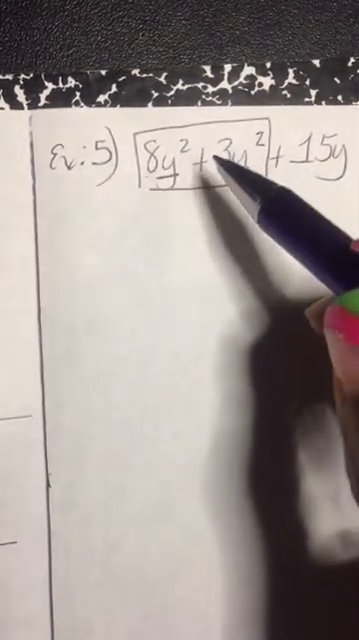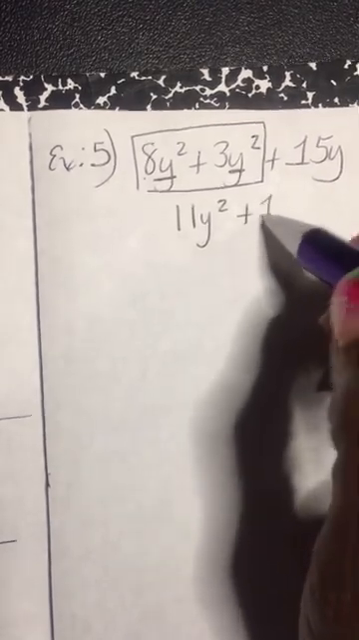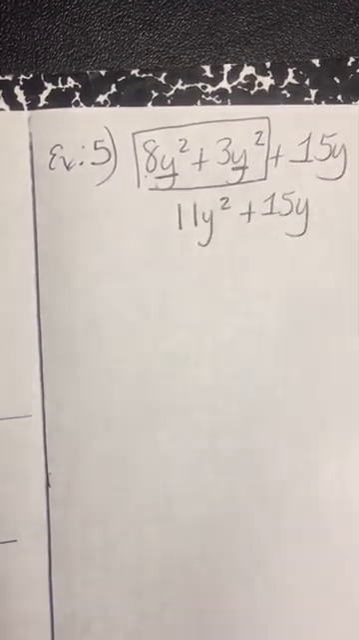I have 8y squared plus 3y squared plus 15y. Notice that this is y squared, this is y squared. That means that these are like terms. 8 plus 3 gives us 11y squared plus 15y. We cannot add these together because they are not like terms. So this is my answer.